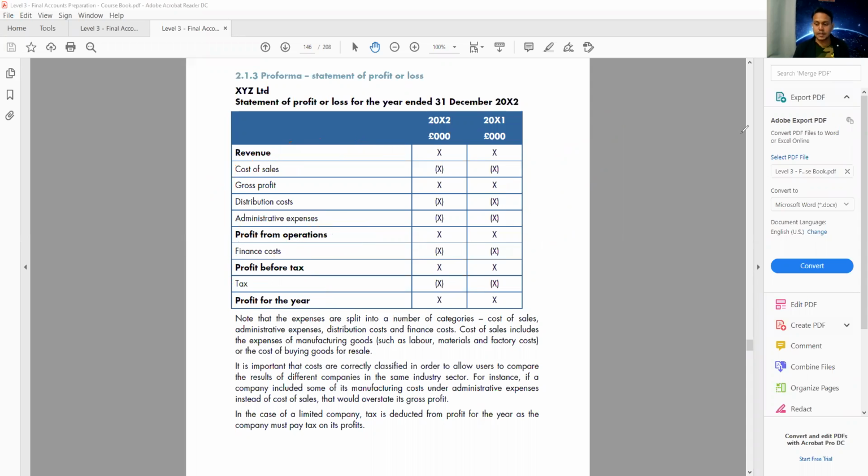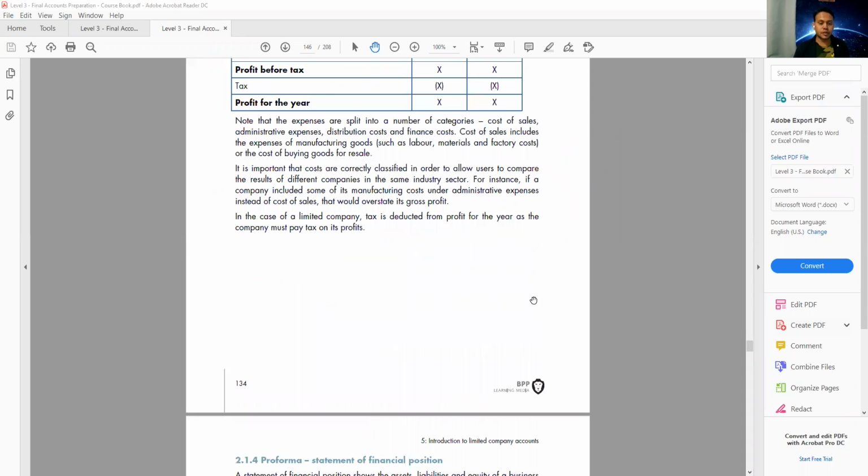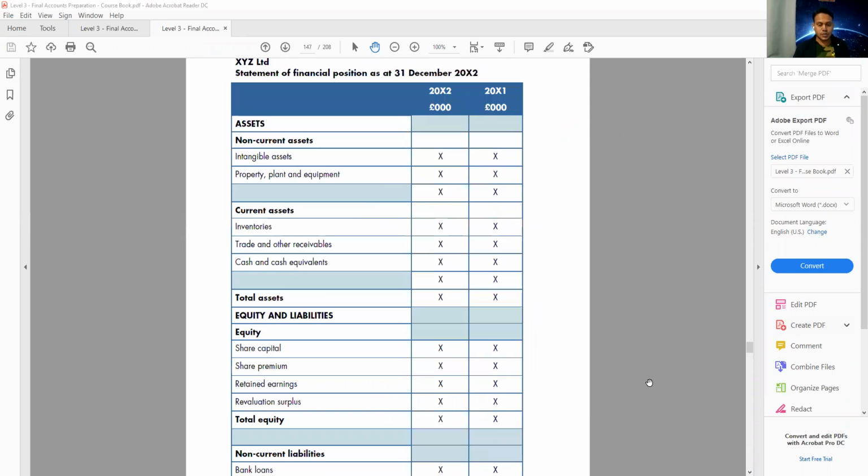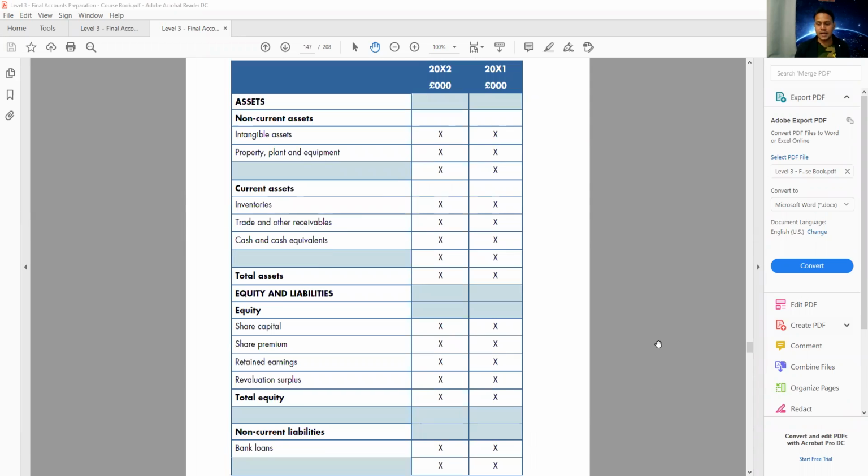So there should be another template, for the statement of financial position. This one is quite familiar for us as well. So asset, we have non-current asset. And before that, we haven't seen this one, intangible asset. Let me quickly explain what is intangible asset. Intangible asset is the asset that either I cannot see or I cannot touch. For example, goodwill.